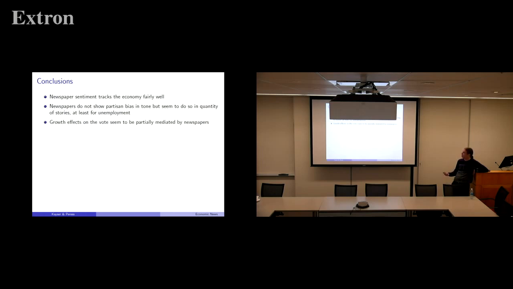And then we find that growth effects are partially mediated by newspapers. Unemployment effects are entirely direct, so not mediated by newspapers. And inflation, the effects are indeterminate. We can't really say for sure whether it's direct or indirect effect or whether there's no effect whatsoever.